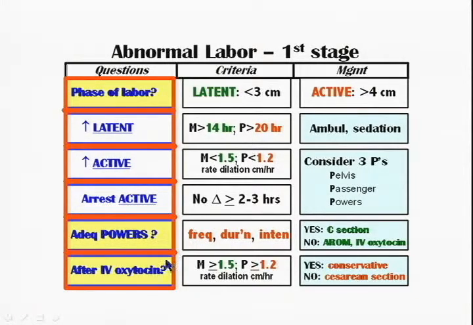Then you look to see, after IV oxytocin, have things changed? Is the cervix dilating at 1.5 or more centimeters per hour, 1.2 centimeters per hour? If it is, hands off, conservative management. If not, you're basically stuck with a cesarean.